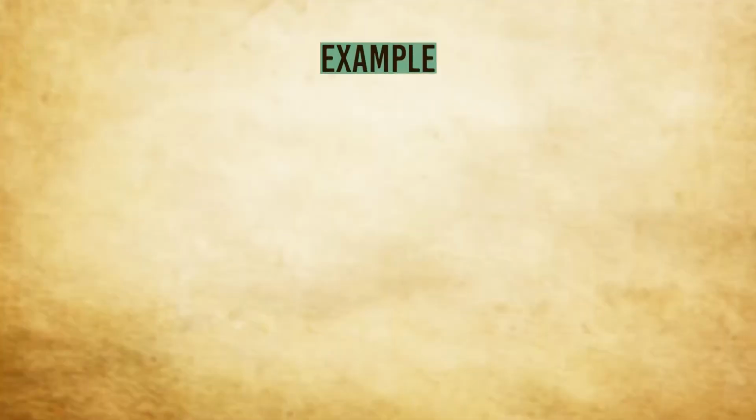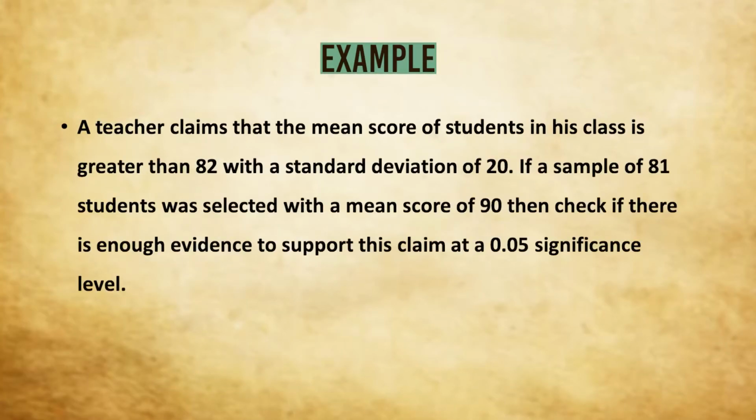That means we will make an incorrect conclusion in that situation. We take an example. A teacher claims that the mean score of students in his class is greater than 82 with a standard deviation of 20. If a sample of 81 students was selected with a mean score of 90, then we have to check if there is enough evidence to support the claim at 0.05 level.